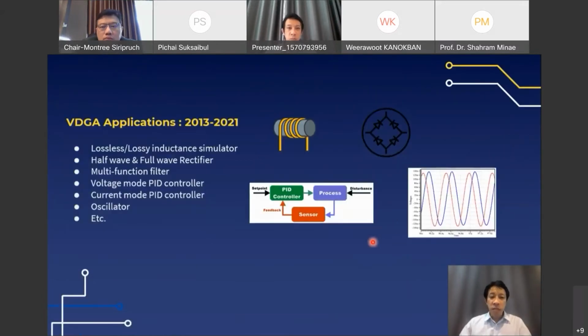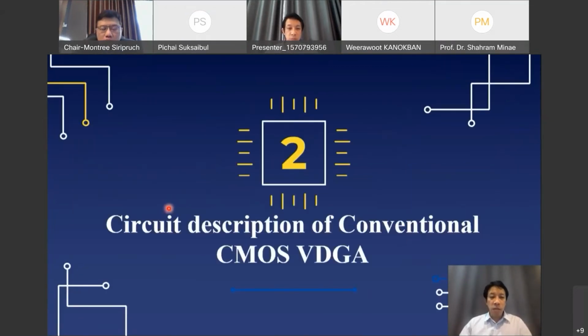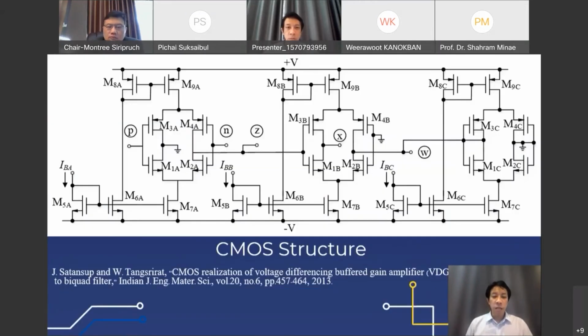From the literature report, VDGA has been developed for many applications such as lossless and lossy inductance simulators, half wave and full wave rectifiers, multifunction filters, voltage mode PID controllers, current mode PID controllers, oscillators, and other applications. Section 2 shows the circuit description of the conventional CMOS VDGA. From the literature report, the applications developed are based on the CMOS structure shown in this slide.